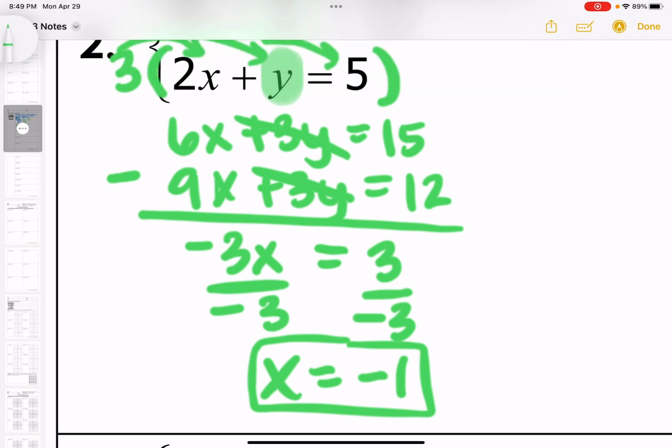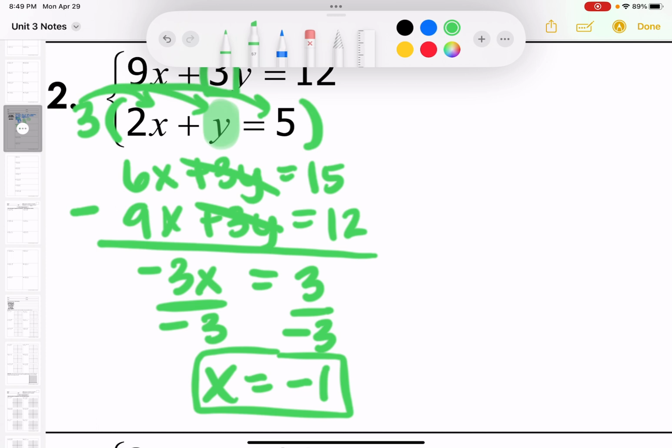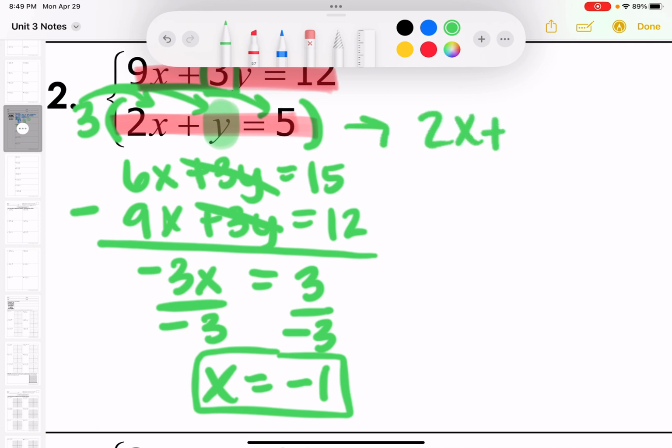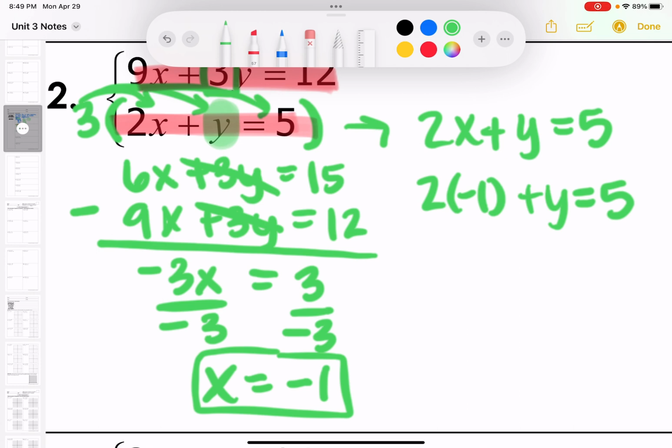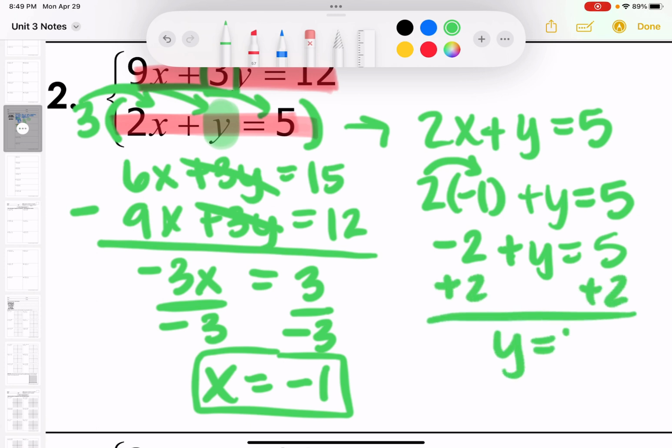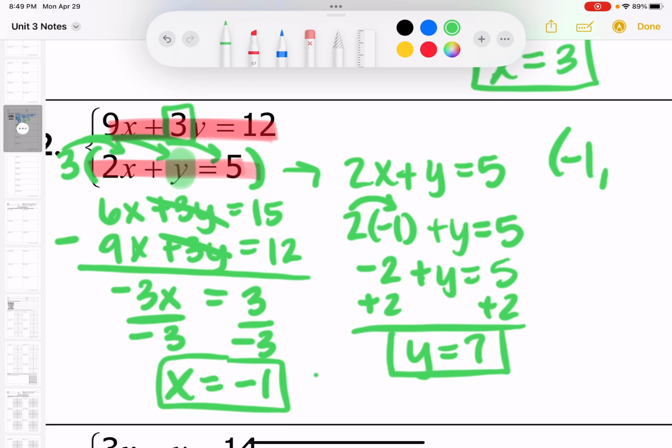All right, then I'm going to pick an equation to plug that into. Remember, you want to pick one of your original equations. I'm going to choose the second one. And I'm going to substitute a negative 1 in for x. And then I'm going to solve this for y. So I need to get rid of the parentheses first. So that's negative 2 plus y equals 5. Then I got to get y by itself. So I'm going to add 2 to both sides. So y is going to equal 7. So then my answer is negative 1, comma 7.